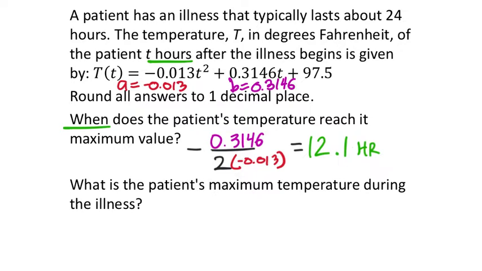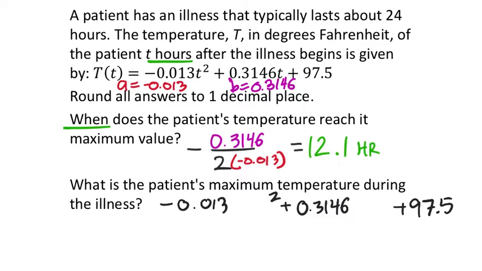The next question says, what is the patient's maximum temperature during the illness? Well, the maximum temperature has to happen at the time that it reaches the maximum temperature, which is 12.1 hours after it begins. So that means that in the function, negative 0.013 T squared plus 0.3146 times T plus 97.5, instead of T's, now I know the time is going to happen at 12.1 hours. So I just replace those T's with 12.1.